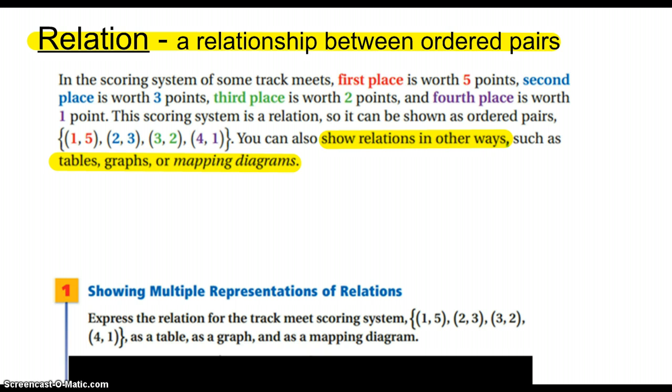So, for instance, take a particular track meet scored by what place you got. In this one, first place is worth 5 points, second place is worth 3 points, third place is worth 2 points, and fourth place is worth 1 point. As you can see, we can write those down as ordered pairs in that set: (1, 5), (2, 3), (3, 2), (4, 1), where the first, or x coordinate, is the place and the y coordinate is the number of points you get.